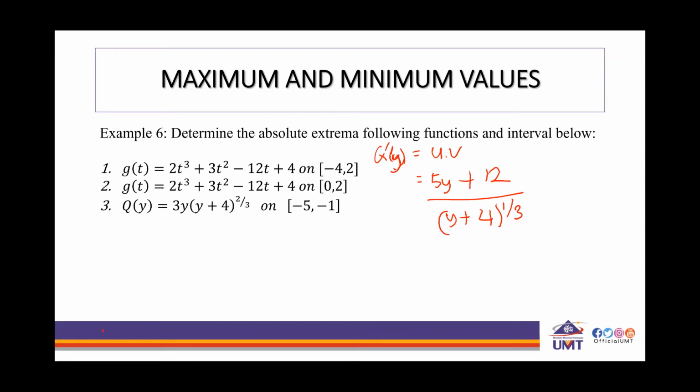Okay. Ni you guna, apa nama student? Bagi saya tahu nama dia. Kenapa saya tak ingat? Bukan quotient rule. Satu lagi apa dia? Product rule lah. Yes, thank you. Product rule, okay? So 5y plus 12 over y plus 4 to the power of 1 over 3 after using the product rule. So now you will end up getting y equals negative 4 and y equals negative 12 over 5.